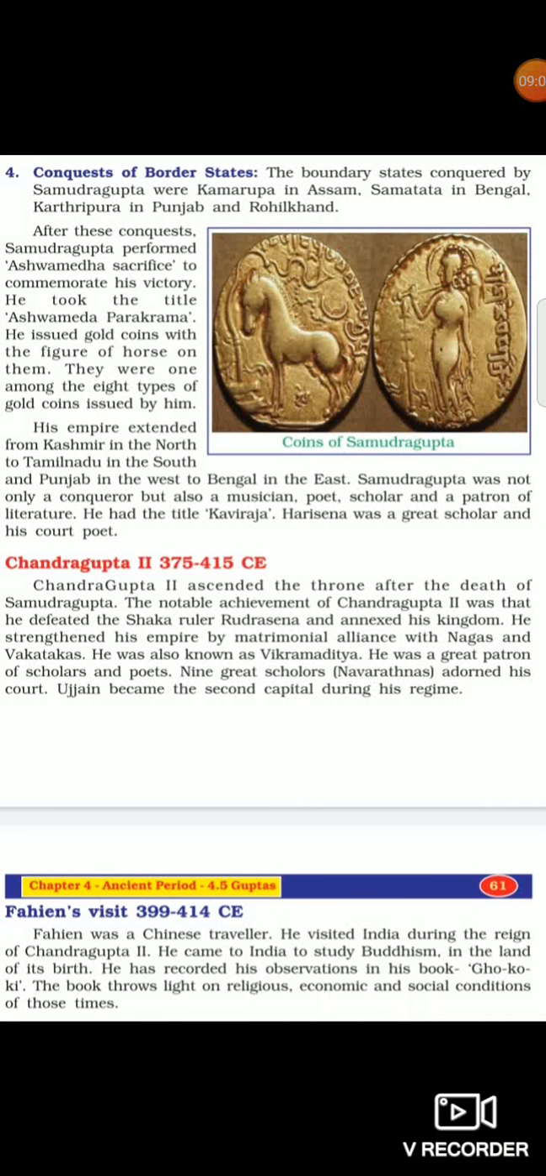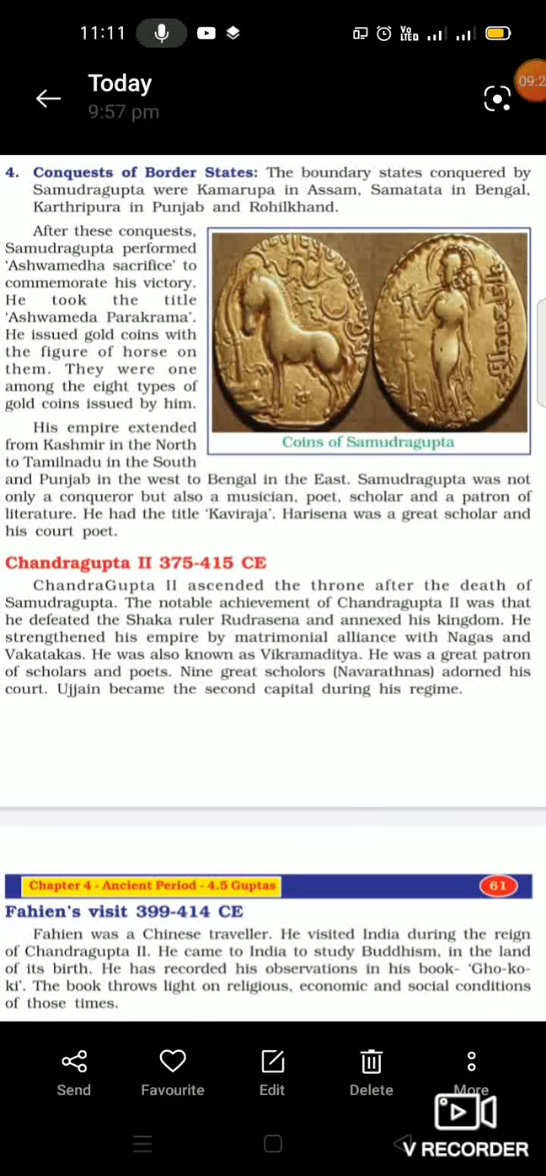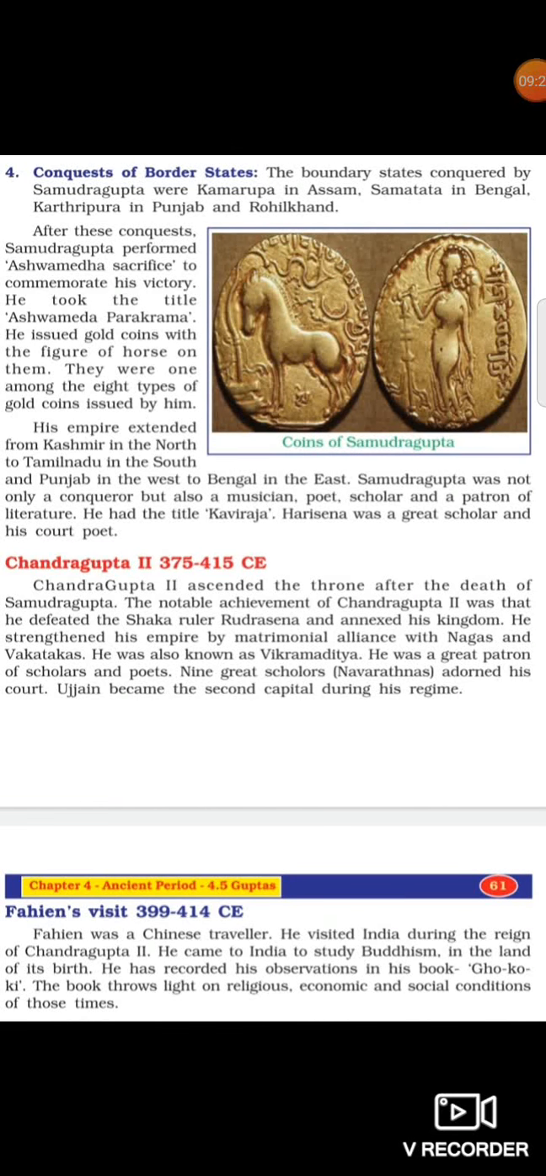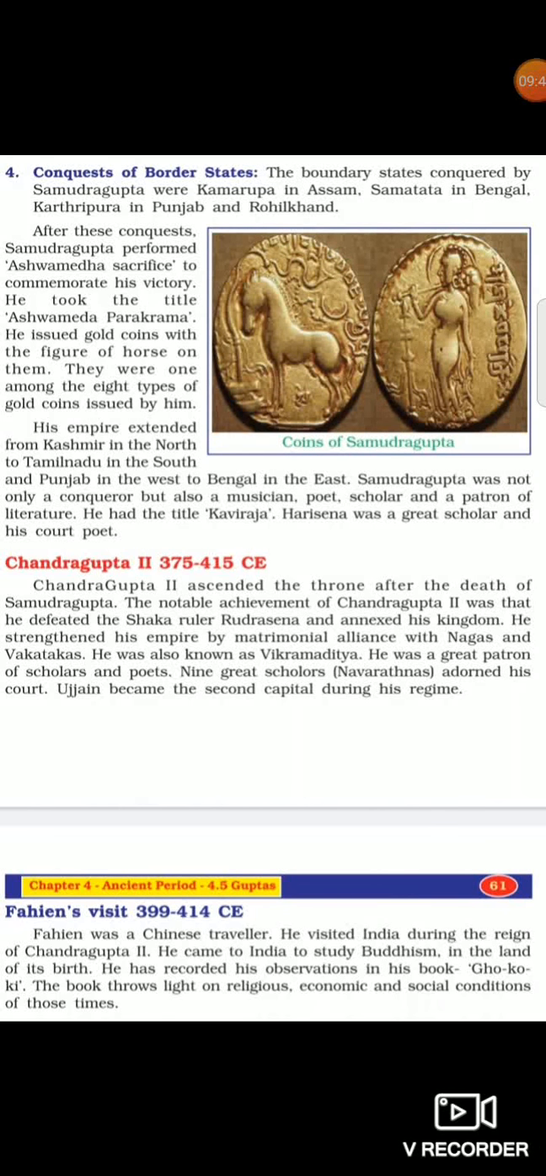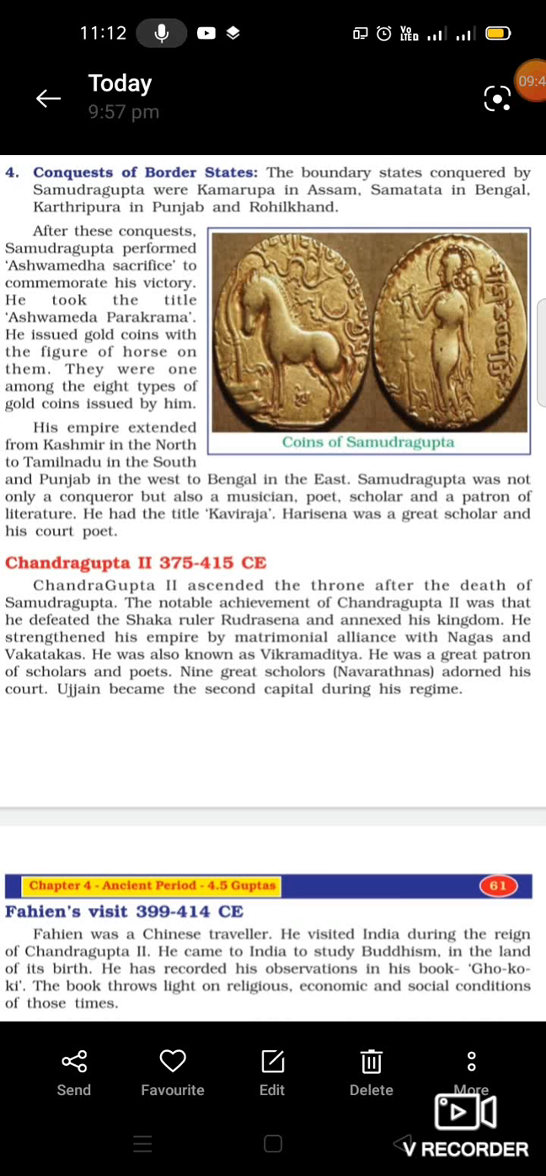Next, fourth, conquest of border states. The border states conquered by Samudragupta were Kamarupa in Assam, Samatata in Bengal, Kartipura in Punjab, and Rohilkhanda. After this conquest, Samudragupta performed the Ashwamedha sacrifice to commemorate his victory. He took the title Ashwamedha Parakrama.